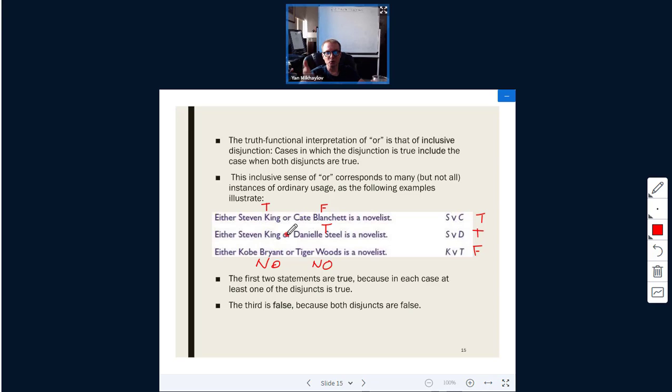Because you're given two choices, as long as at least one of them is true, the whole thing is true. You are told either Stephen King or Kate Blanchett is a novelist. Yes, it is true. Stephen King is a novelist. Either Stephen King or Danielle Steele is a novelist. Yes, it is true. Both of them are novelists, so obviously either one of them is a novelist too. But if you're given two false choices, either Kobe Bryant or Tiger Woods is a novelist, then it is false, because neither of them is a novelist. Okay, lovely.